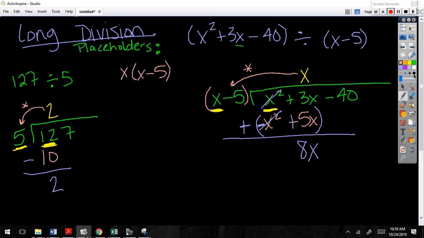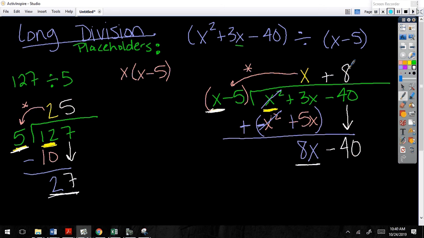So your next step, you go back to the original problem. You bring down the next term, right? So I'm going to come over here. I'm going to bring down the next term. Bring its sign with it. Now what do you do? Your process starts repeating, right? What do you multiply 5 by to get 27? Okay, well, what do you multiply, again, first terms, what do you multiply x by to get 8x? 8. Positive 8 or negative 8? Positive. It goes up top. Do the process all over again. Multiply around.